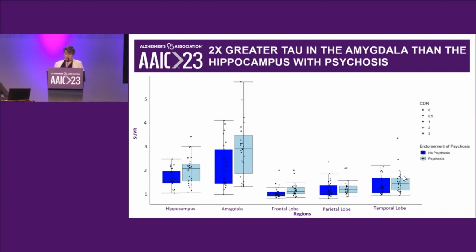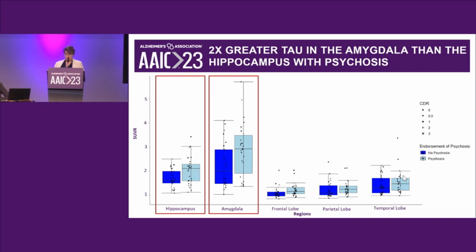Next, we look at the same data, but along regions known to be associated with psychosis due to other etiologies. And we found that tau signal was significantly higher in the hippocampus and the amygdala for the psychosis group versus the non-psychosis group. And furthermore, the effect size of the amygdala was about 2 times greater than that of the hippocampus.